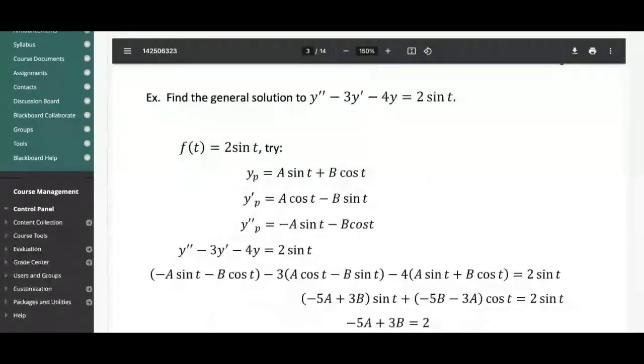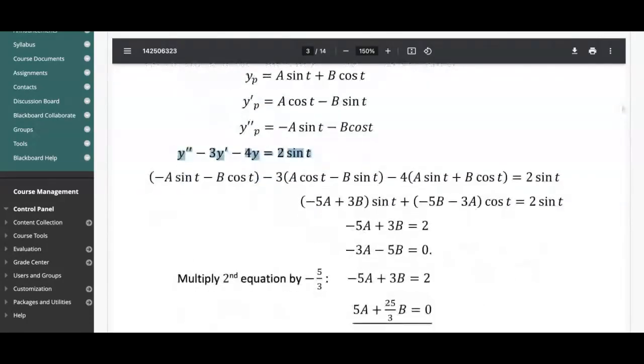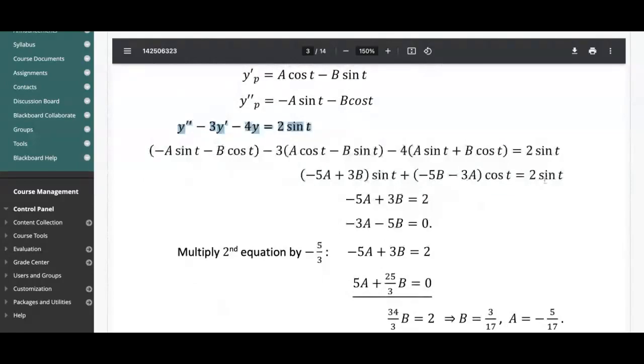All right, let's see example 2. F of x is 2 sine t, so that involves cosine and sine. So we just guess a particular solution to be a sine t plus b cosine t. Then first derivative, second derivative, plug back into the non-homogeneous differential equation. Match up the left-hand side and the right-hand side, sine and cosine. The coefficient of sine on the right-hand side is 2. So on the left-hand side, they have to agree with each other.